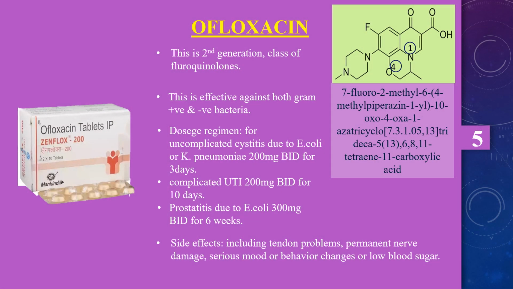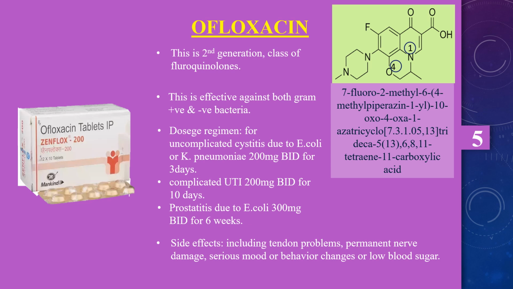Ofloxacin. This is a second generation class of fluoroquinolones. This is effective against both gram-positive and gram-negative bacteria. Dose regimen for complicated cystitis due to E. coli or K. pneumoniae is 200 mg twice a day for 3 days. Complicated UTI, 200 mg twice a day for 10 days. Prostatitis due to E. coli, 300 mg twice a day for 6 weeks. Side effects include tendon problems, permanent nerve damage, serious mood or behavior changes, or low blood sugar.